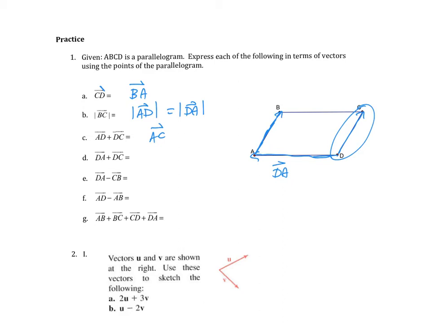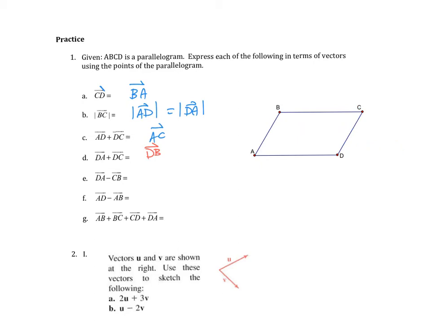Since it's a parallelogram, we know that DC is equal to AB. So if we're adding DA plus DC, that's the same thing as DA plus AB. And so the resultant vector will start at D and end at B. So this sum is the vector DB. All right, erase one more time. Let's look at the next one.